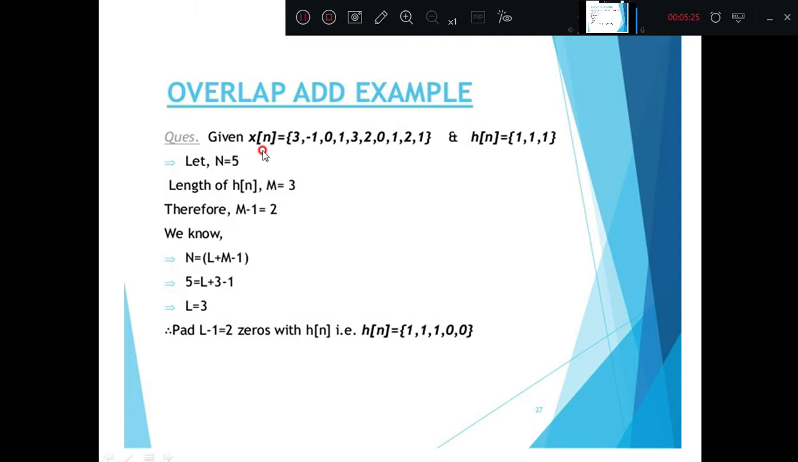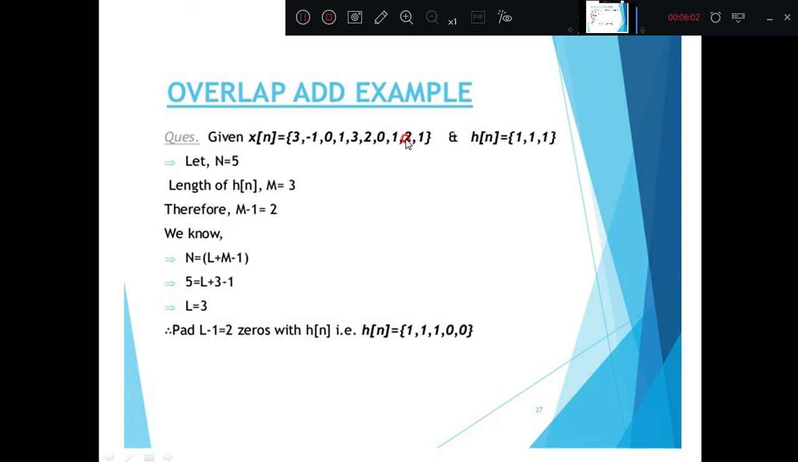So here we have one example. Again, the same example is considered. X of n is given and h of n is given. Understand the procedure properly. The first step is you have to note down for how many points you are finding the DFT. Assume N is equal to 5. Most of the time they will give, in the problem statement, for how many points you have to find the DFT. If not, you have to assume. So here N is equal to 5.